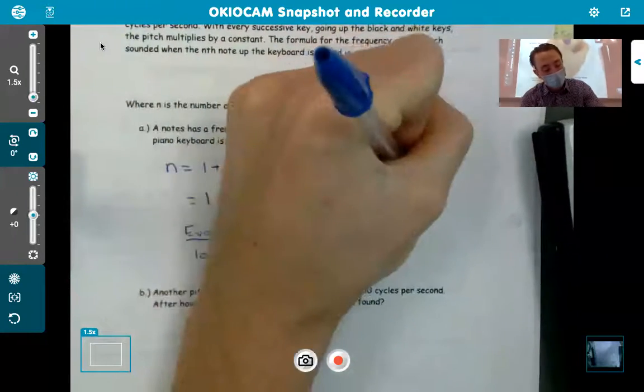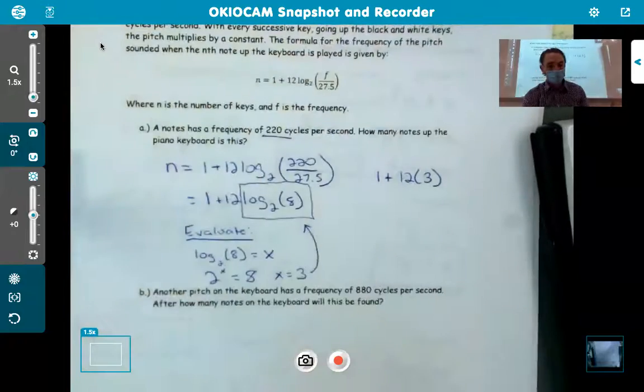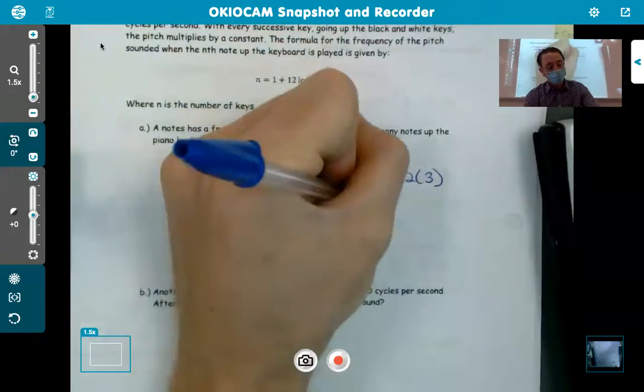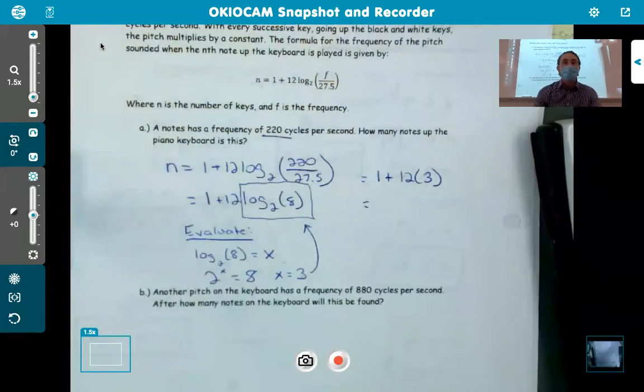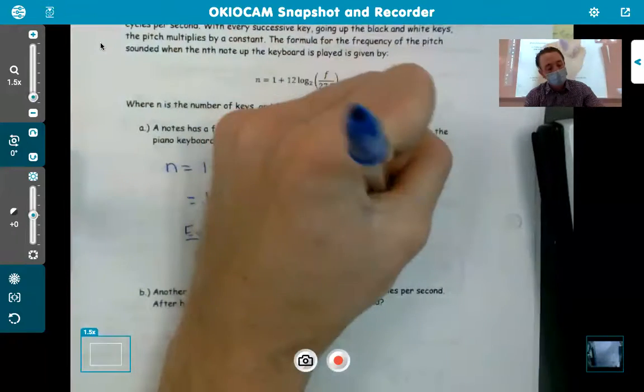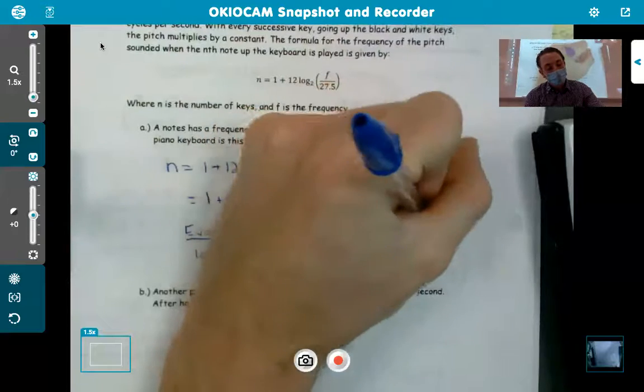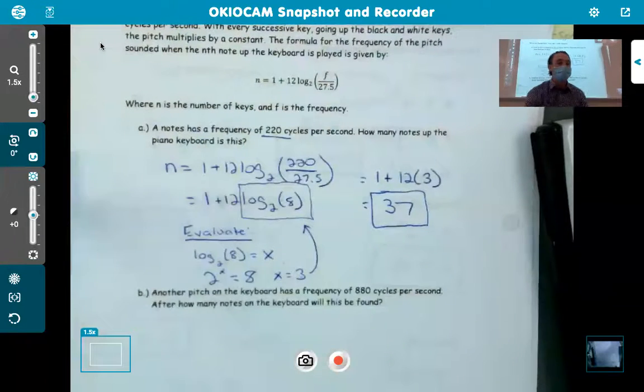So I have 1 plus 12 times 3. What's 12 times 3? 36. And what's 36 plus 1? 37. So we just use the logarithmic function given the frequency of a key to find out specifically what key on the piano that was. Pretty interesting.